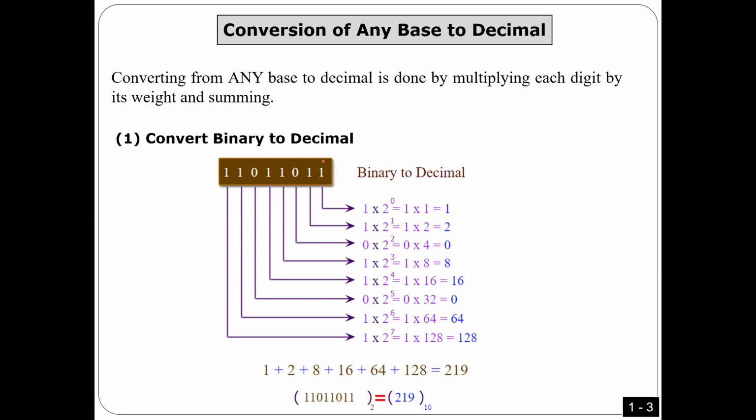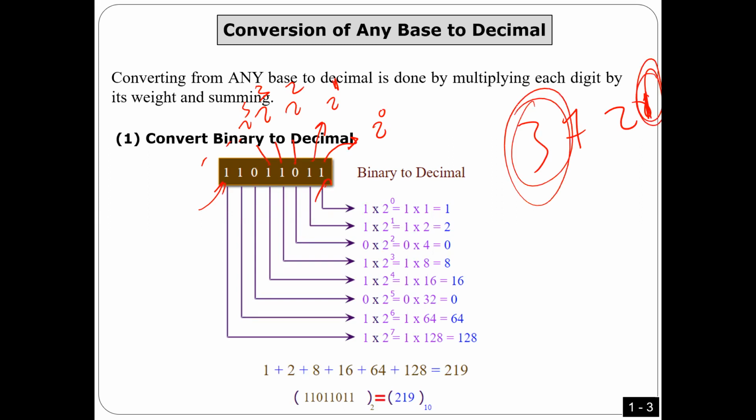So the weight of this one is 2 to the power of 0. This one is 2 to the power of 1, this one is 2 to the power of 2, this one is 2 to the power of 3, then 2 to the power of 4, 5, and so on. This one has the least weight, and the last one here has the most weight. This is exactly the same thing as when I say 3,721. This one is 1, but this 3 is actually 3,000. It's the same thing.